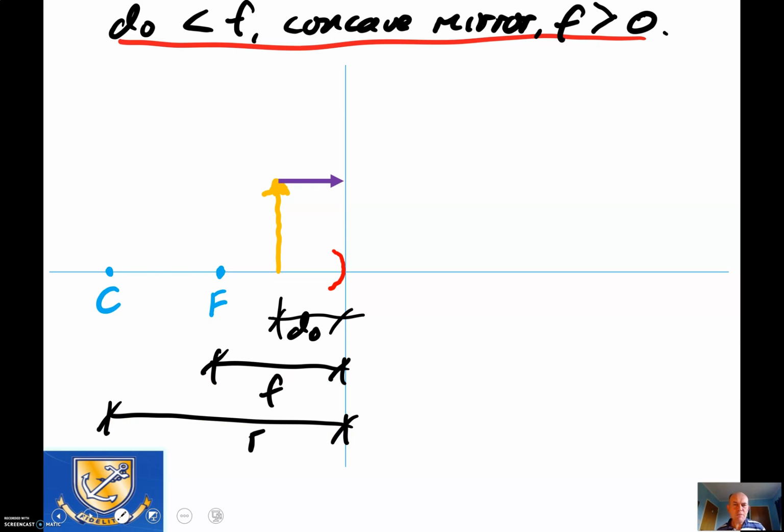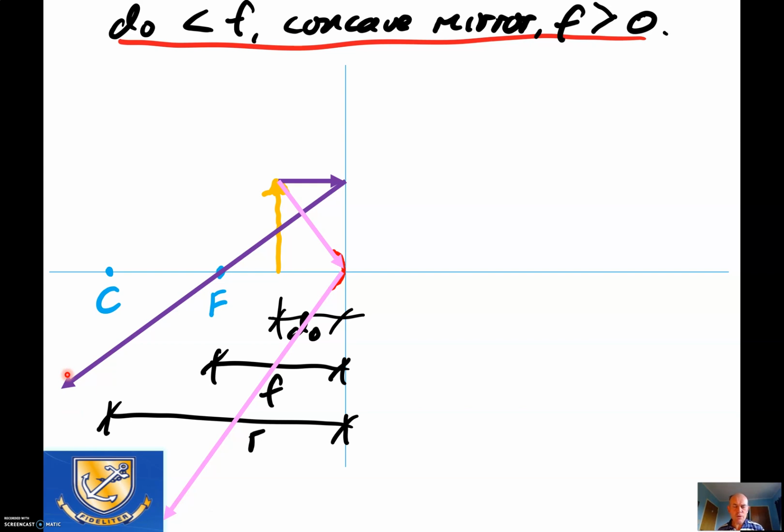If I bring in a ray that's parallel and send it out through the focus, that makes sense for these things. Then bring another ray into the pole. It will then come out at the same angle. And where these two rays join up again, because they started together, where they finish up together, we will form a real image. If they're not going to join up together again, we won't get a real image.